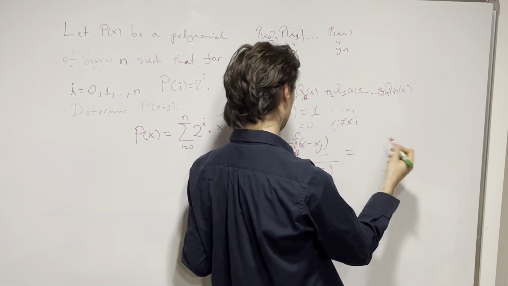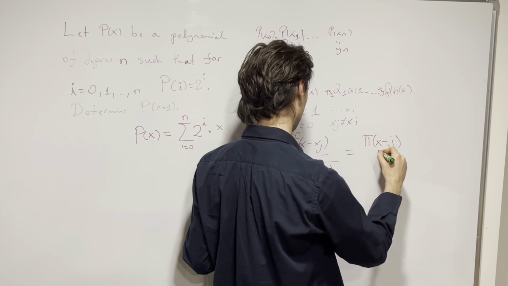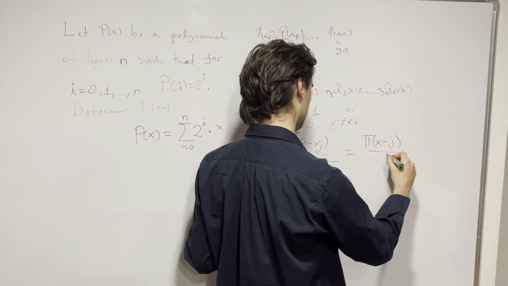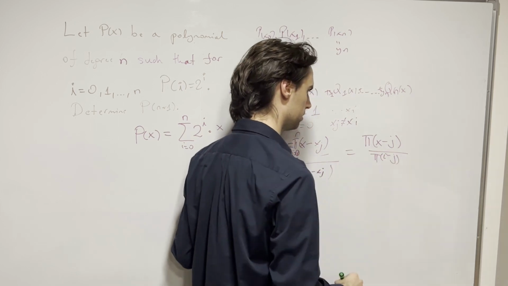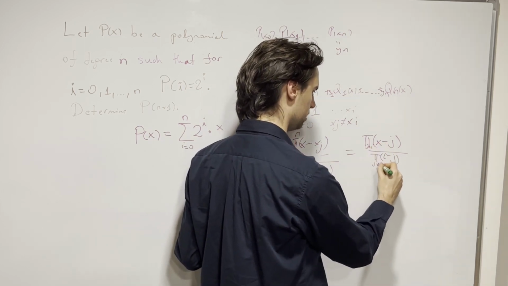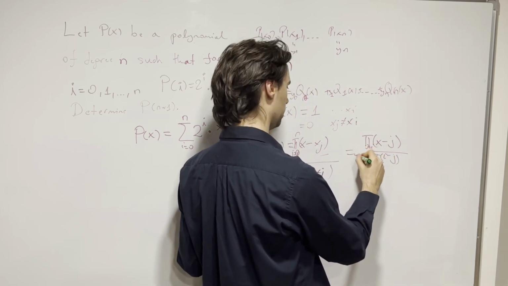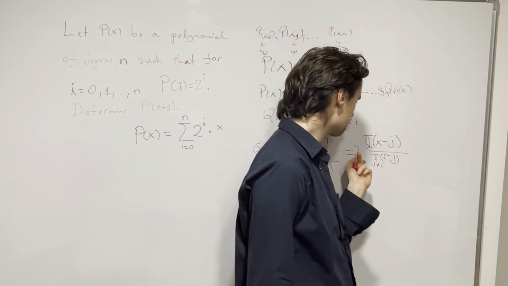So this is actually, let me just write it out as the product of x minus j over i minus j over this product, for j isn't equal to i, for j isn't equal to i. That's what q_i of x is.